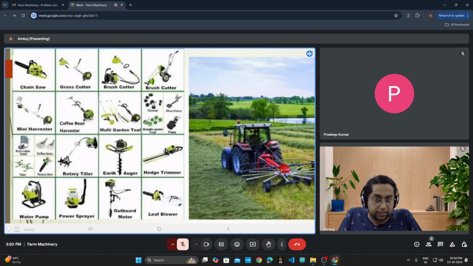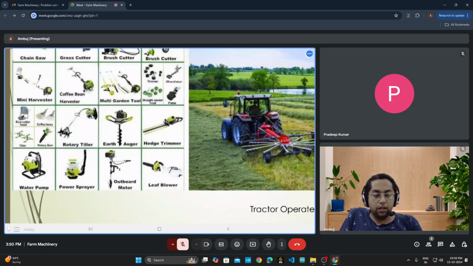Then earth auger is there. Auger, what is the functionality? To dig holes. It has an attachment, and at the top it has an engine, so that post holes can be dug. Hedge trimmer is there, similar to your reaper. A similar blade is provided, but the carrying of crops does not take place. It is just for hedge trimming purposes.